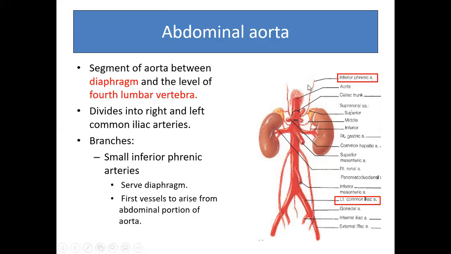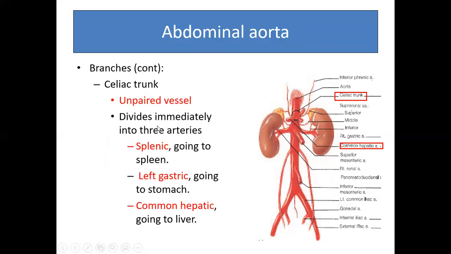The first branch that arises from the abdominal aorta is the small inferior phrenic artery. If you see from this picture, this is the inferior phrenic artery, and it supplies the diaphragm. Try to imagine above here we have the diaphragm. So what is special about the inferior phrenic artery? It is the first vessel to arise from the abdominal portion of the aorta. Now we're going to proceed with the second branch that arises from the abdominal aorta, which is the celiac trunk or celiac artery.